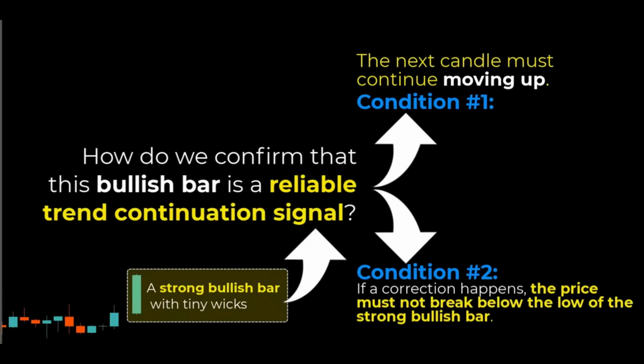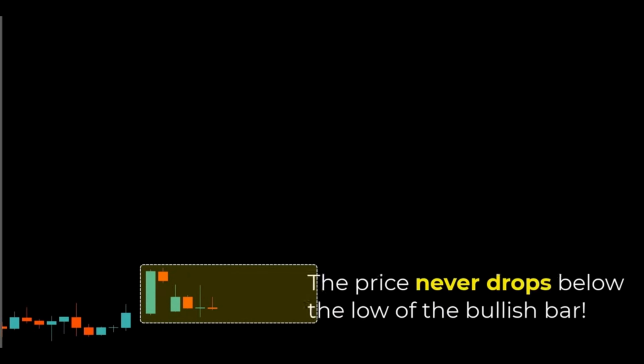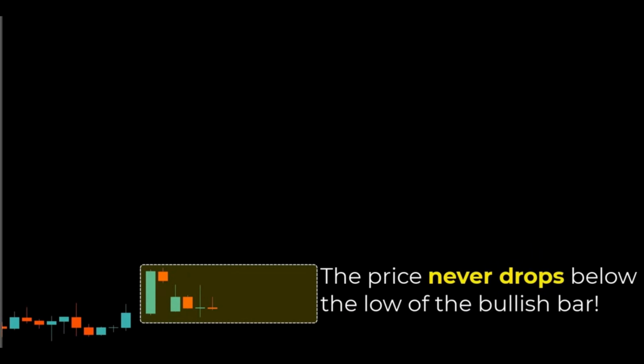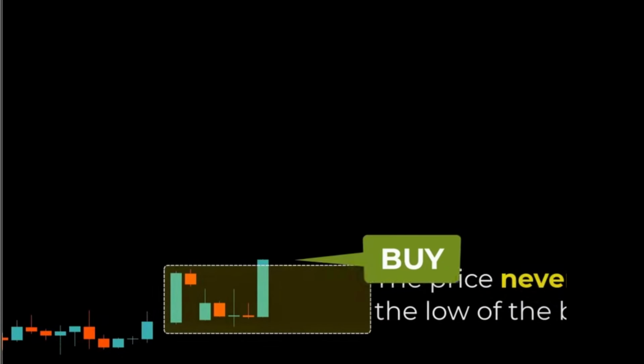Let's analyze the chart further. After this strong bullish bar appears, we see a minor pullback, but notice something crucial: the price never drops below the low of the bullish bar. Then the market rebounds sharply, pushing even higher. This is our high probability buy signal. At this point, traders should immediately enter a buy position on the next candle's open.